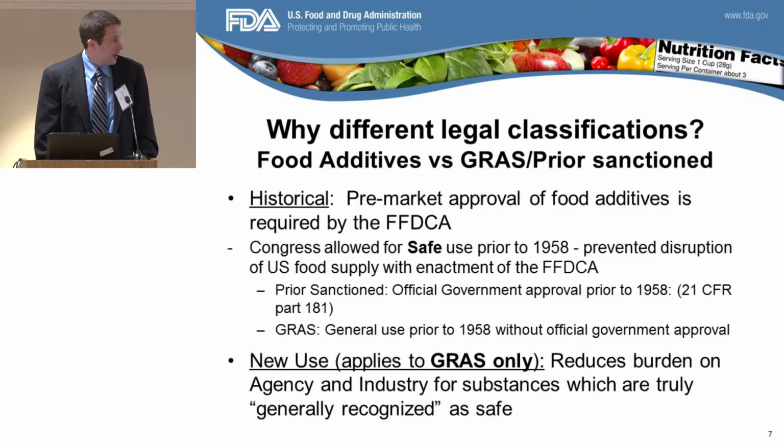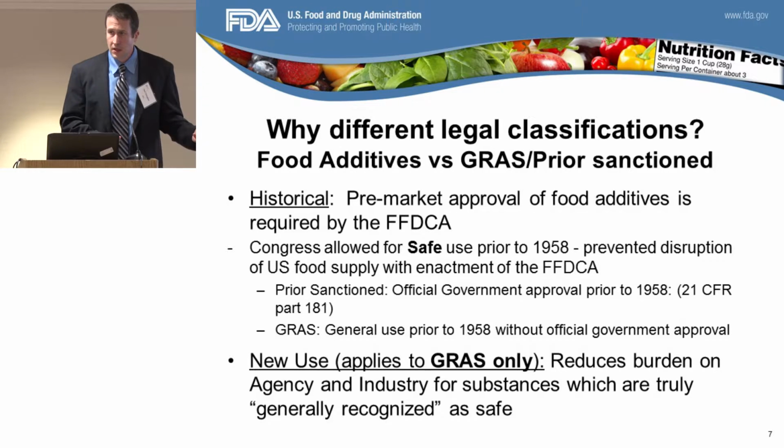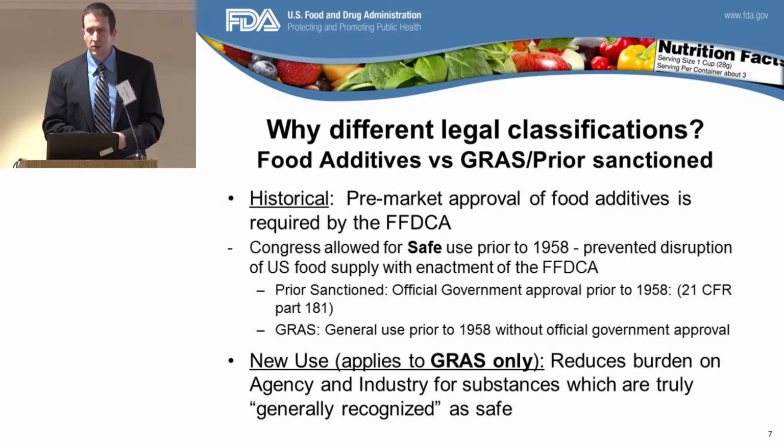It was also recognized that before 1958, industry had come to FDA for certain substances and said, hey, we're using this. Is it safe? Are we allowed to use it? FDA had written opinion letters at that time saying that they were okay to be used. So basically, we'd given them prior sanction before the passing of 1958, and that's why prior sanctioned materials are also exempt from the definition of a food additive. So that's more the historical perspective.